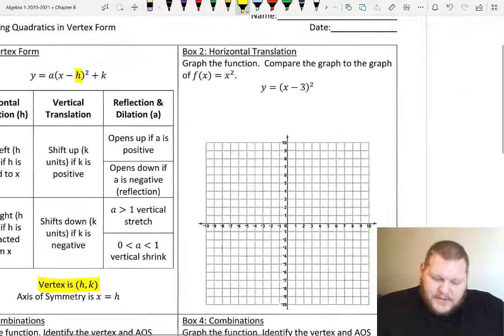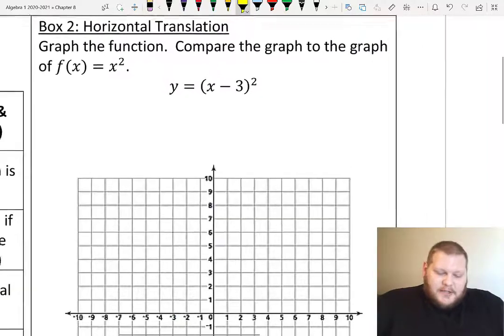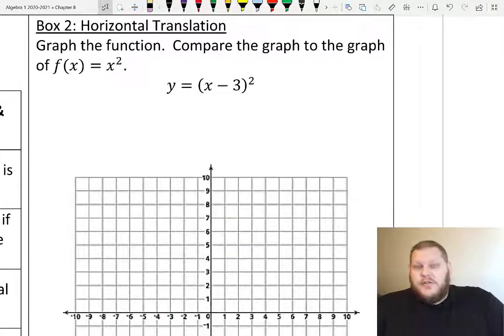So let's just hop into box 2. Here we've got a horizontal translation. Our instructions are to graph the function and then compare the graph to the graph of f of x equals x squared. So that's just our parent graph, our original standard quadratic equation. If we're comparing the transformations, we're just going to describe it as either being shifted up, down, left, or right, and then whether or not it was reflected or it was a stretch or a shrink.